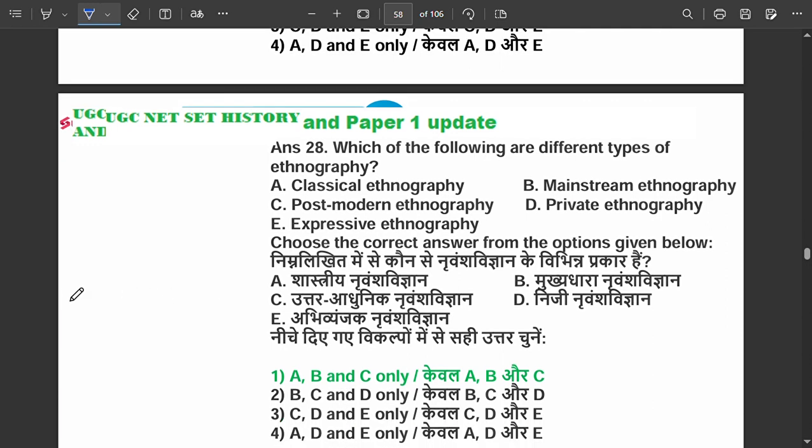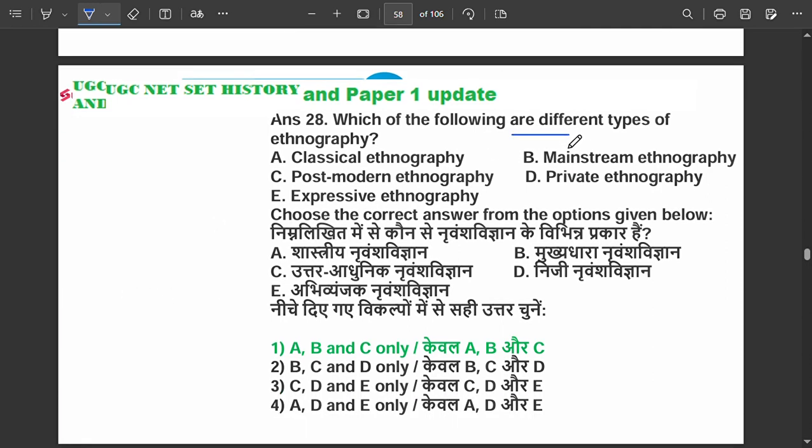Which of the following are different types of ethnography? A, classical ethnography, mainstream ethnography and postmodern ethnography was the correct answer. Option number 1, A, B and C. Private ethnography and expressive ethnography was incorrect. So option number 1 was the correct answer.